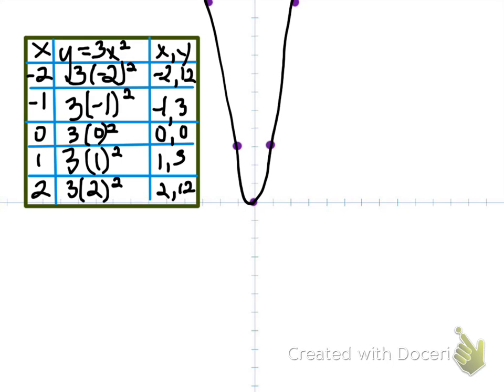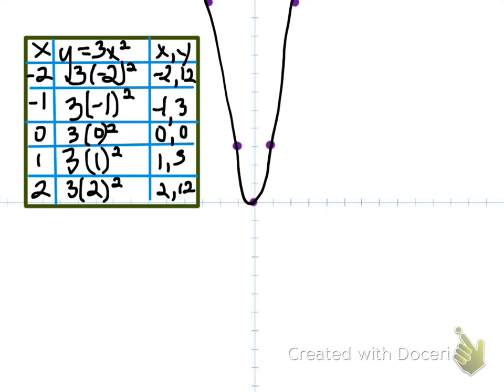So we go ahead and do the exponent first. -2 times -2 is 4. And what is 3 times 4? 12. So we plug in -2, 12. Our next example, -1 to the second power is 1. And 3 times 1 is 3. So we end up with -1, 3.